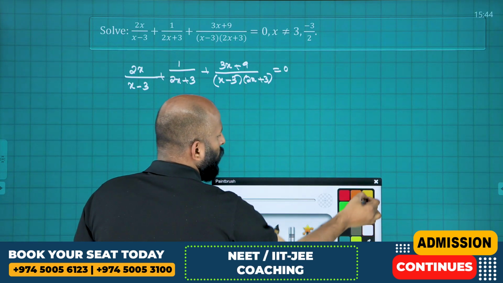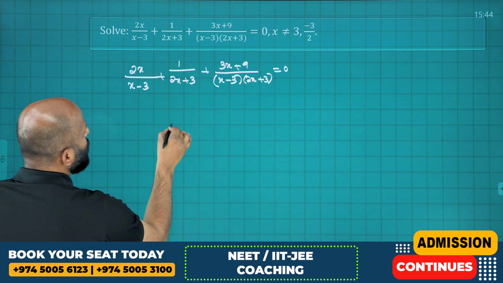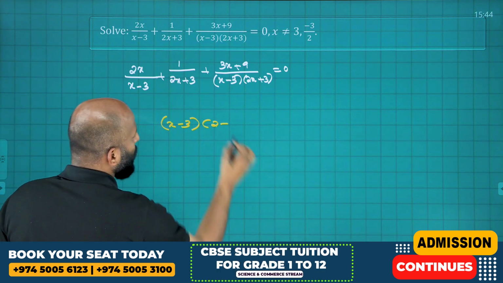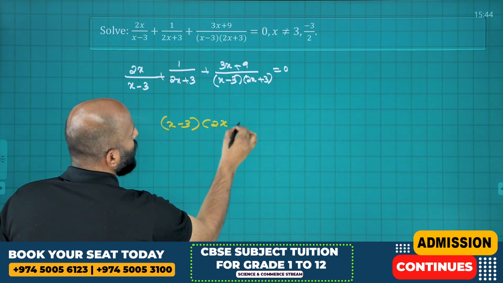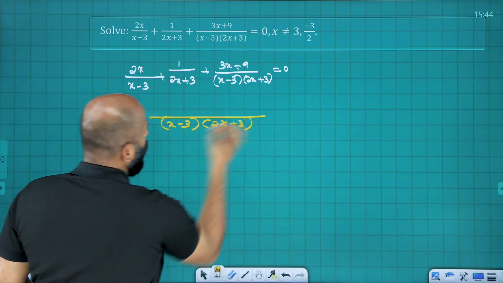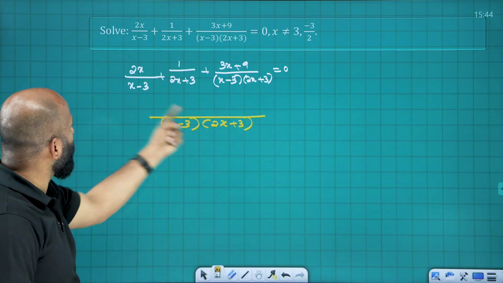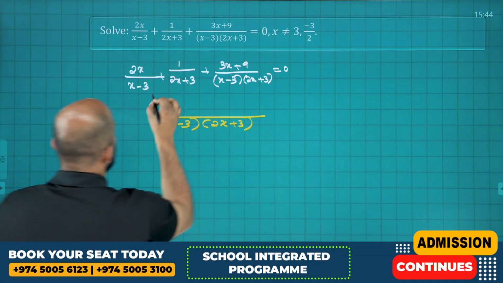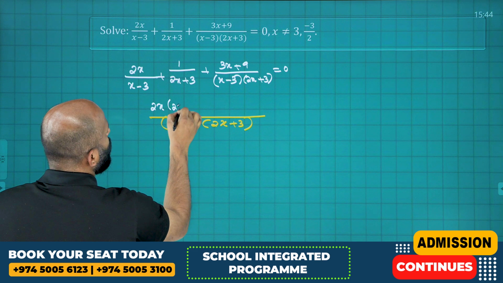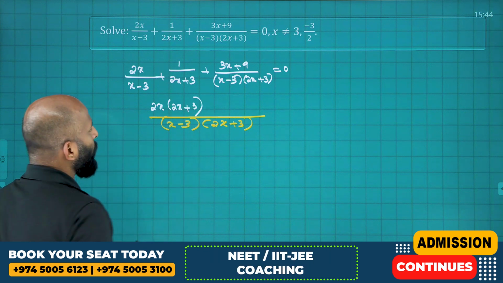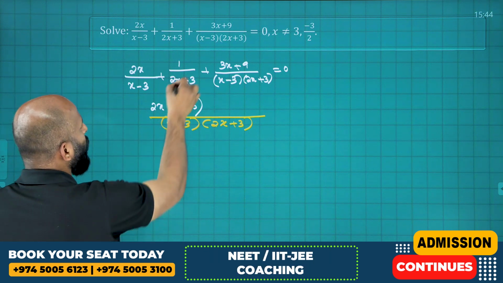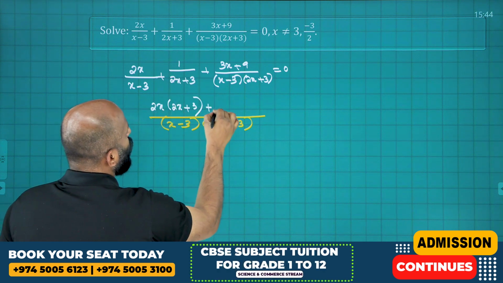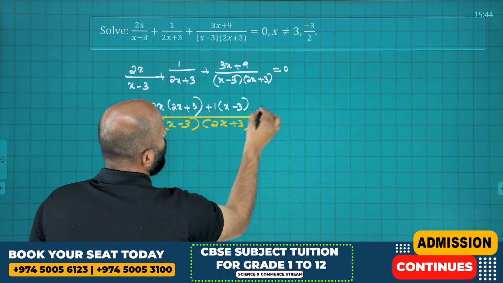Now, we can take the LCM. What is LCM? x minus 3 into 2x plus 3 will be the LCM. Now, we can compare the denominator. Here x minus 3 is there, so 2x plus 3 is missing. So 2x into 2x plus 3, numerator into that missing denominator. When we compare these two denominators, 2x plus 3 is there, x minus 3 is missing. So 1 into x minus 3. Now plus.